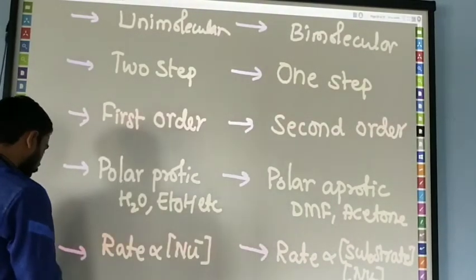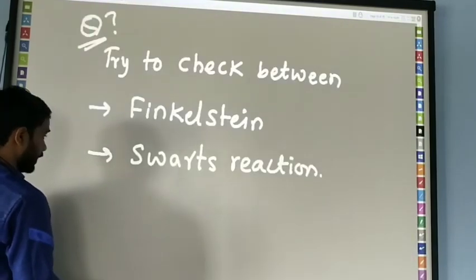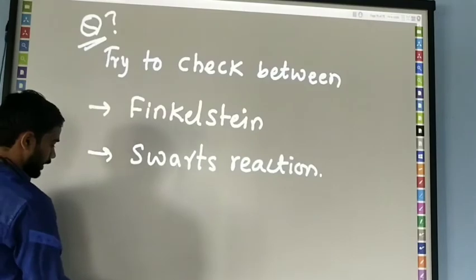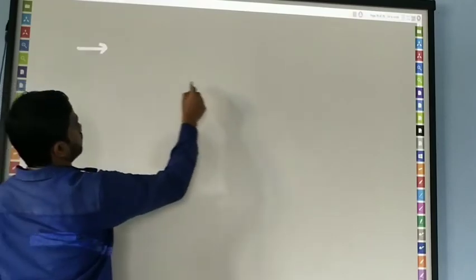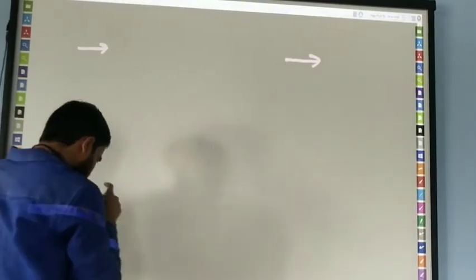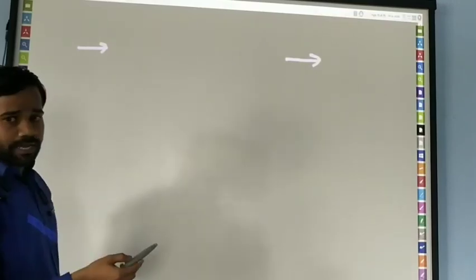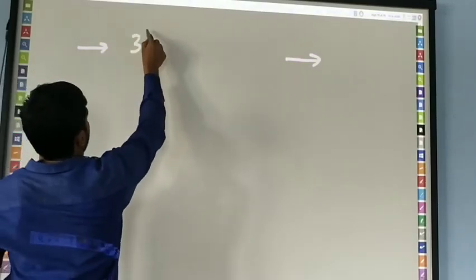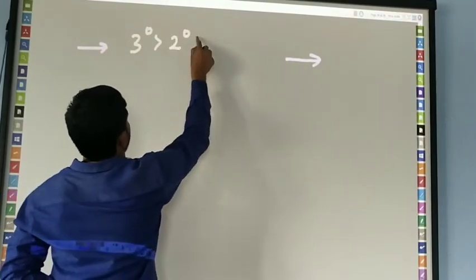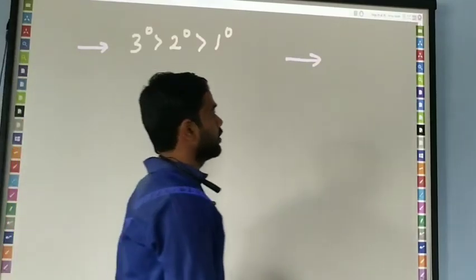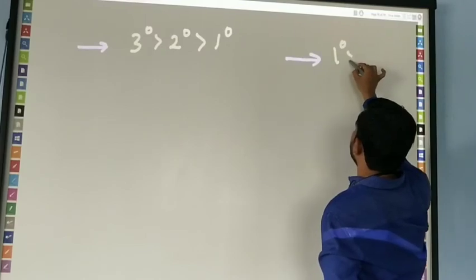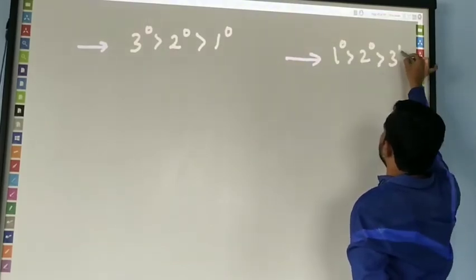How does the order of reactivity depend? Let's discuss the order of reactivity. The SN1 mechanism follows the order tertiary alkyl halide, then secondary alkyl halide, then primary alkyl halide. But in the case of the SN2 mechanism, it follows primary alkyl halide, then secondary alkyl halide, and the last one is tertiary alkyl halide.